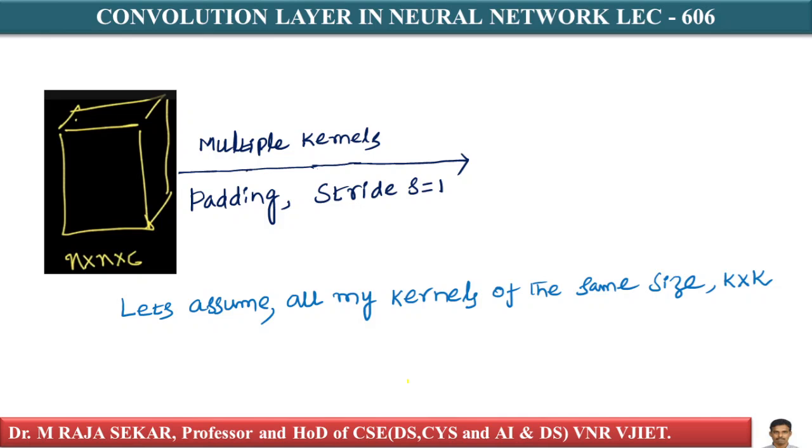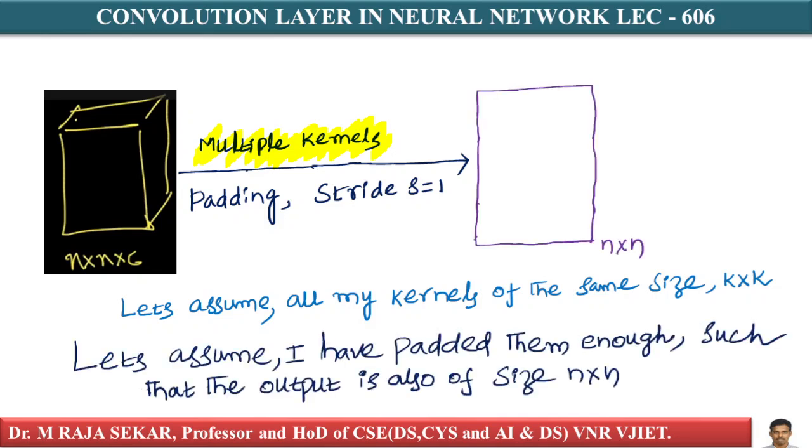But I have multiple kernels, isn't it? K of size k cross k. Let's assume I have padded enough such that the output is also of size n cross n. Let's assume each of my image size is n cross n. Imagine I have 10 kernels here. If I have 10 kernels here, what happens?